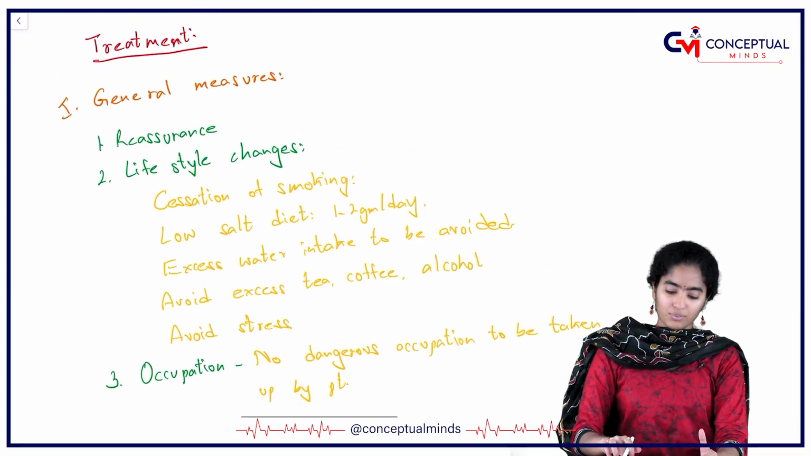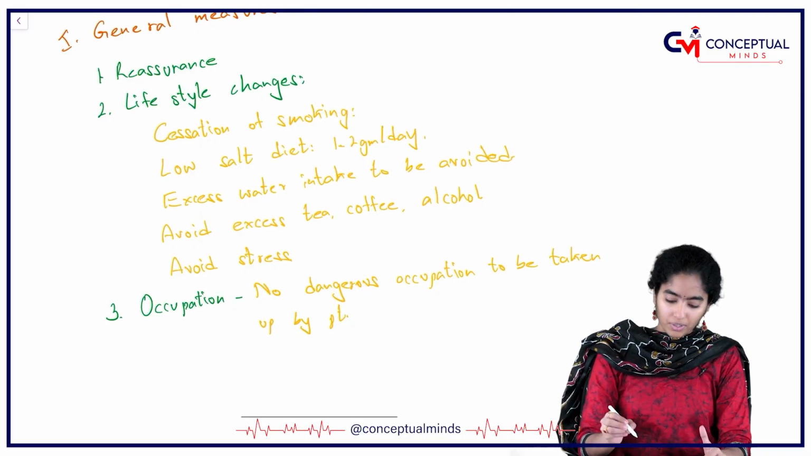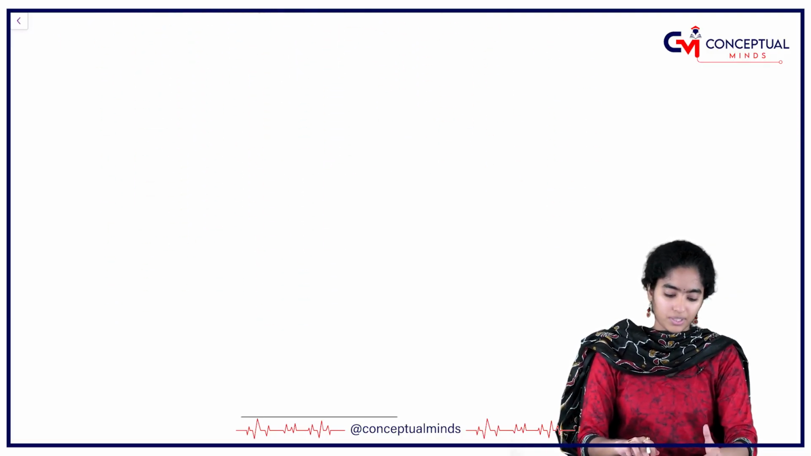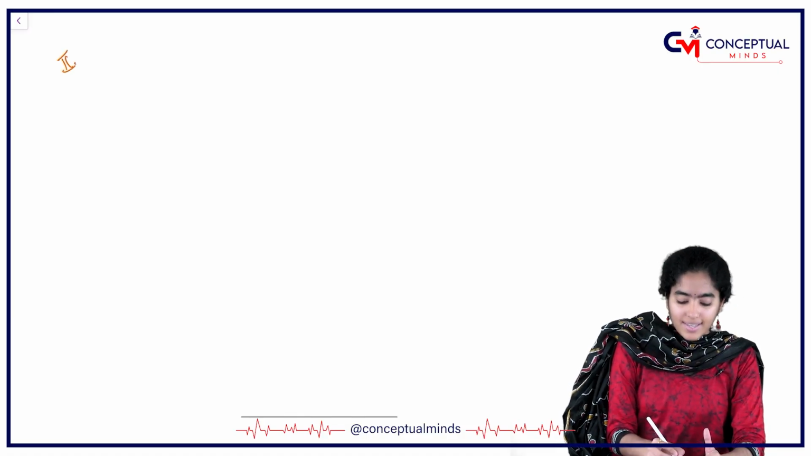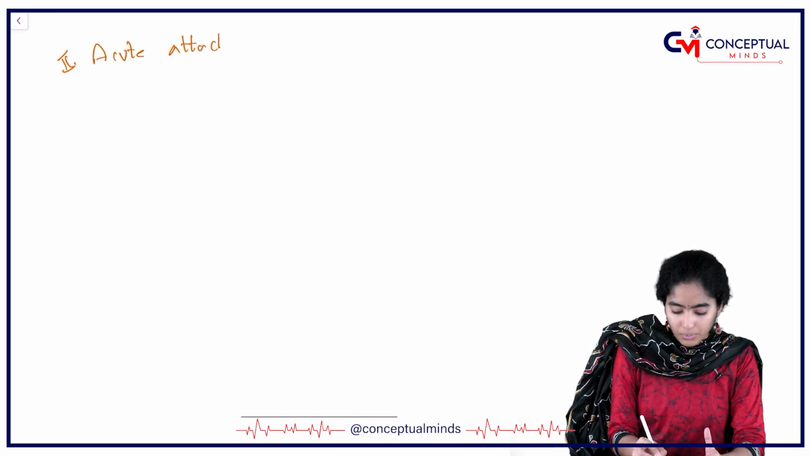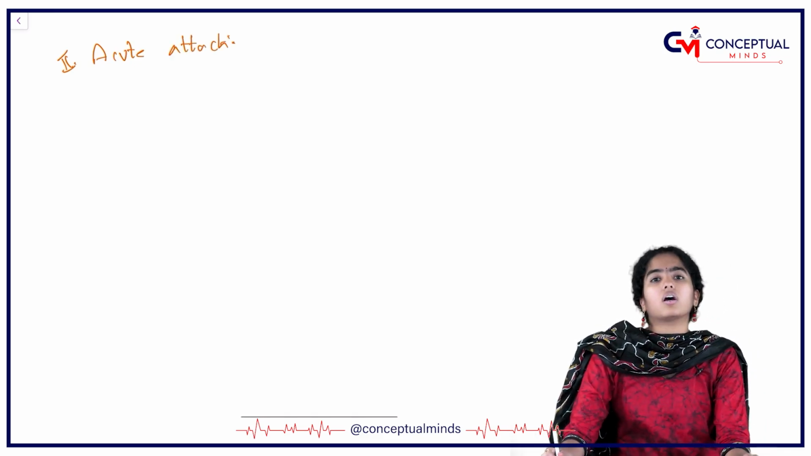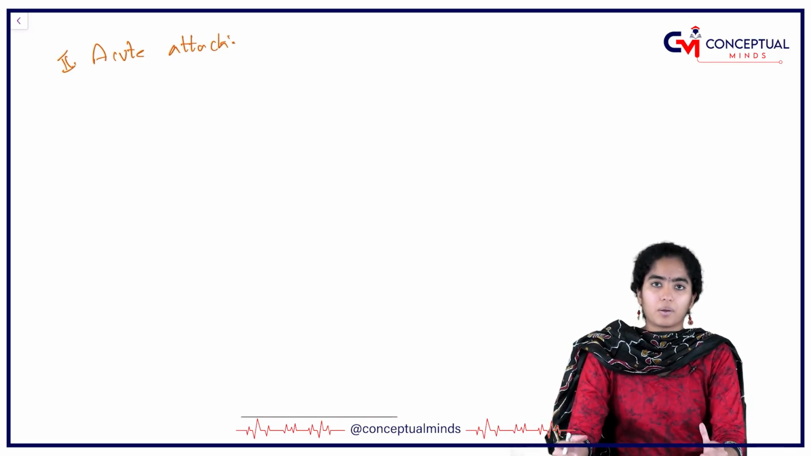So these are the general measures: reassurance, lifestyle changes, and occupational rehabilitation, if at all the patient is involved in such occupations. Second is, when the patient comes to you during an acute attack, what will you do? The patient is suddenly experiencing vertigo and he has come to the hospital.